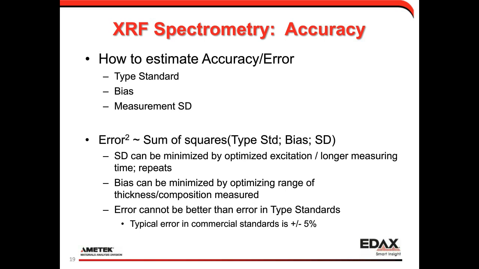Now, the overall error can never be better than the error in the type standards that you're using. And the typical error I've seen associated with metal foils in commercial standards is around plus or minus 5%.